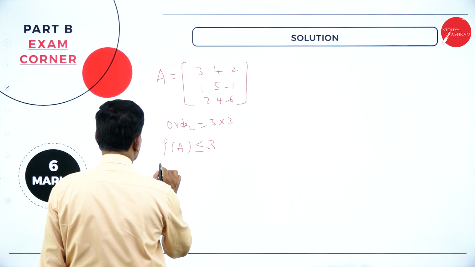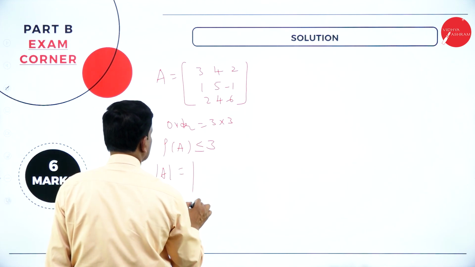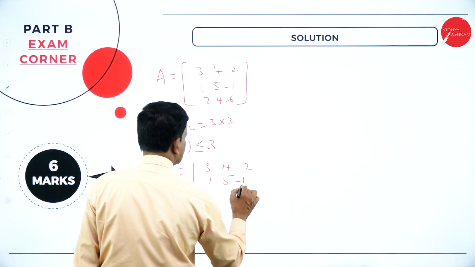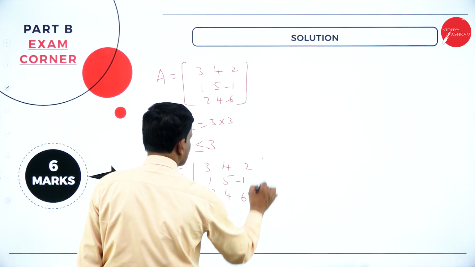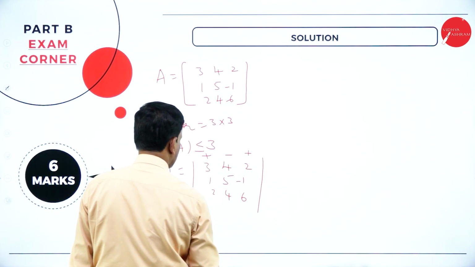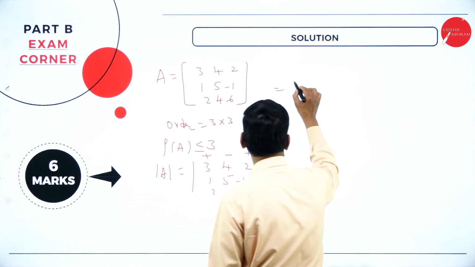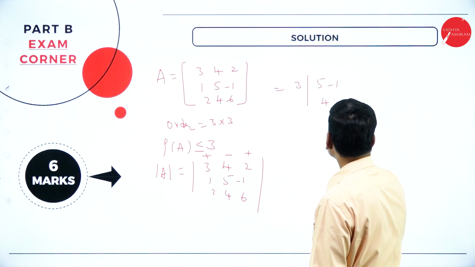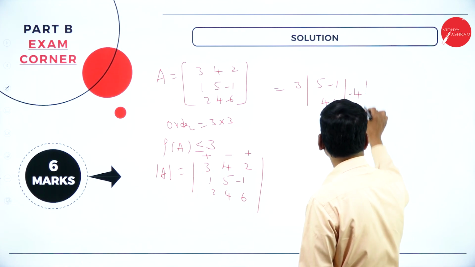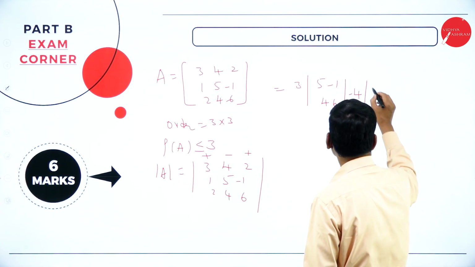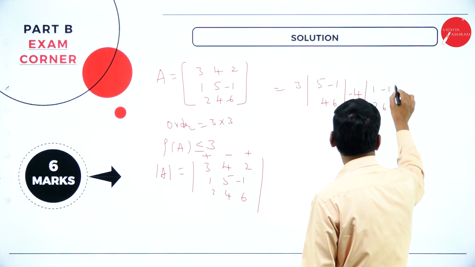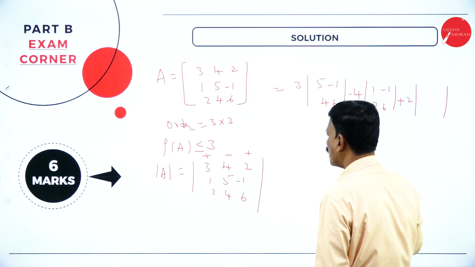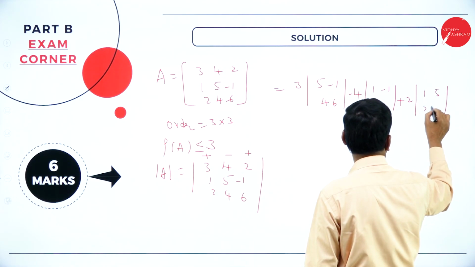Now, find out the determinant of this. Write down the determinant |3, 4, 2; 1, 5, -1; 2, 4, 6|. Expand with signs plus, minus and plus. This is equal to 3 into |5, -1; 4, 6|, minus 4 into |1, -1; 2, 6|, plus 2 into |1, 5; 2, 4|, deleting the respective row and column each time.